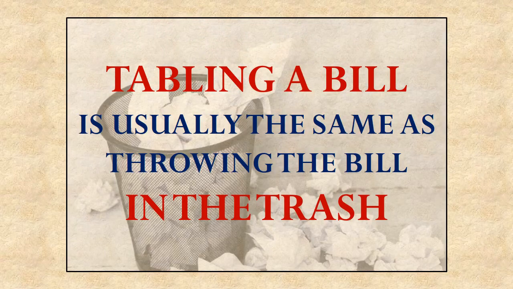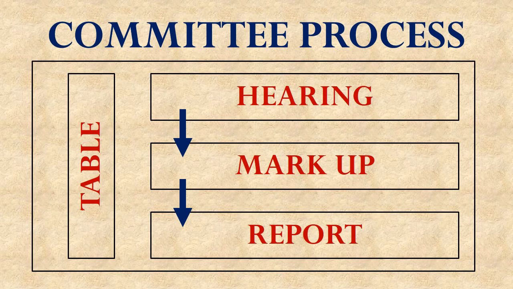But the truth is, most bills that are tabled are usually left there to die. The committee never returns to them. So tabling a bill is effectively the same as just throwing it into the trash. Tabling of a bill can happen at any time during the committee process. That's why I've drawn this box all the way around these steps so that you'll recognize that the tabling can happen anywhere. A committee is originally referred a bill, and they can immediately decide to table it, not even hold hearings on it in the first place if none of them like it.